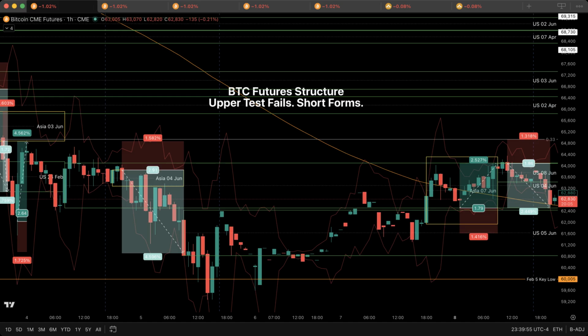The setup is not a prediction. It is a condition. If the upper side holds, no short. If the upper side fails and price returns lower, the short becomes active. If the entry becomes late, no trade. If the target gets too close, no trade. If the risk-reward breaks, no trade.